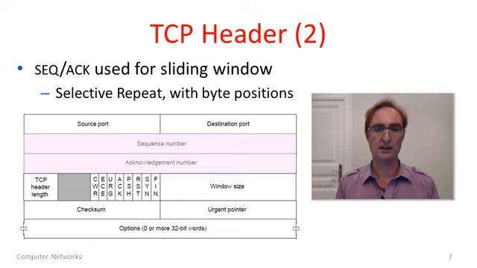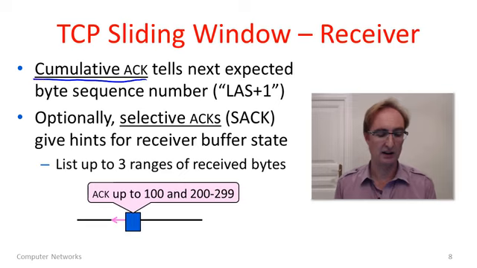I can tell you a little more about the sliding window, just in terms of how TCP implements it. The ACK that comes back is what is called a cumulative ACK. It tells us the next expected byte number in sequence. So if you like, according to our terminology, this is just LAS + 1.